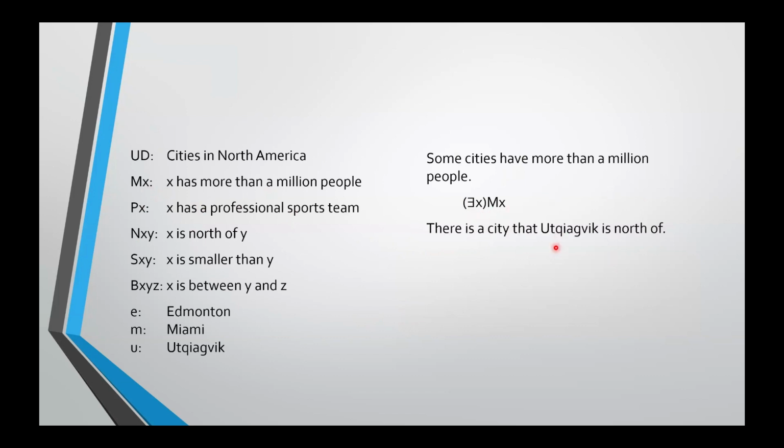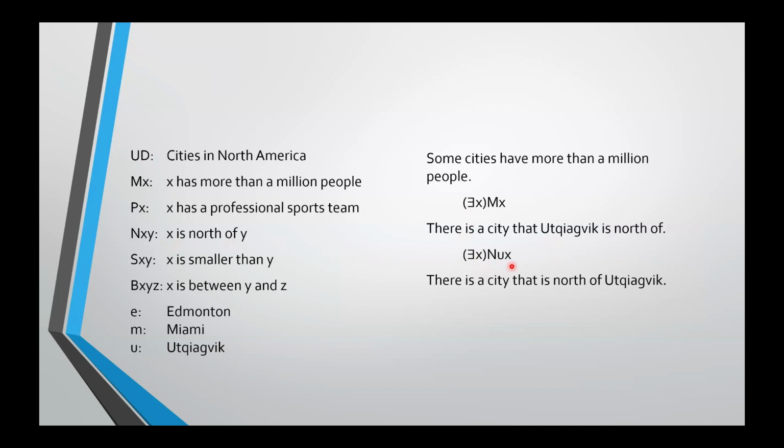There is a city that Reykjavik is north of. So here we've got the two-place predicate, x is north of y. One of the places is going to be occupied by u for Reykjavik. And then we'll have an existential quantifier in front. So it's going to look like this: there is an x such that Reykjavik is north of x, right? This is, of course, true. Reykjavik is north of most cities in North America. Remember that order matters.